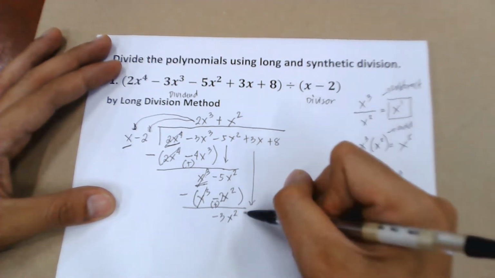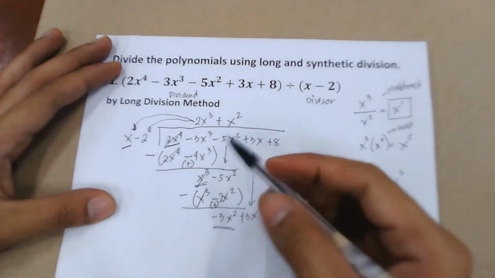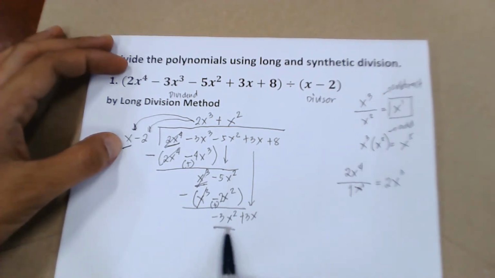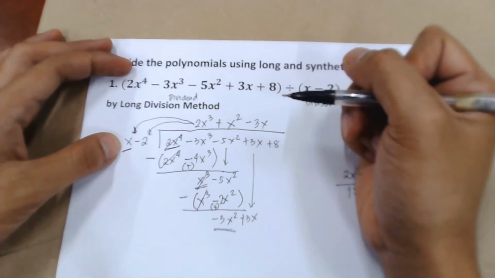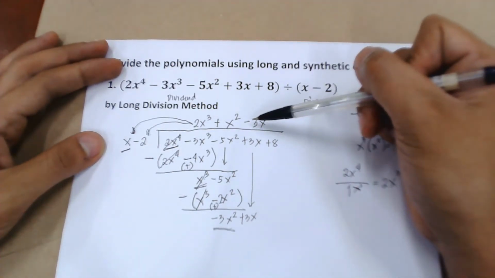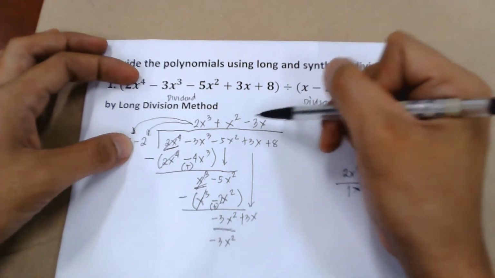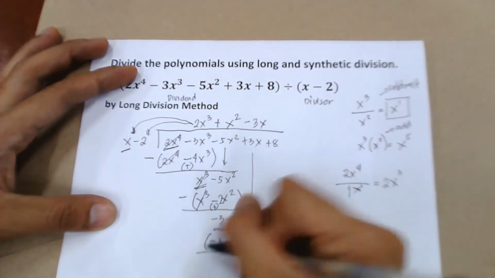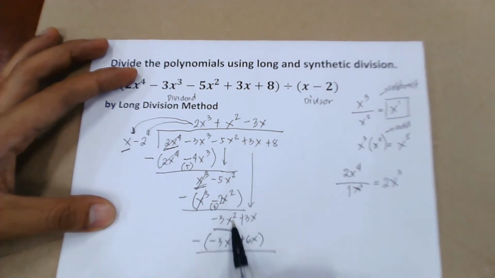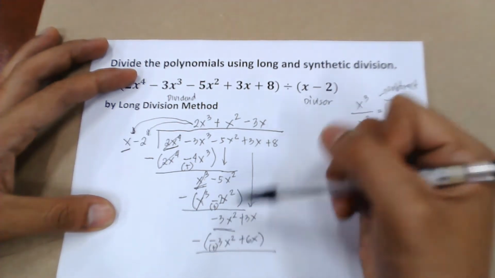After that, bring down plus 3x. Same process. This one will be divided by x. Negative 3x squared divided by x is negative 3x. For that, distribute: negative 3x times x is negative 3x squared, and negative 3x times negative 2 is positive 6x. Enclose, then subtract. Negative 3x squared minus negative 3x squared: negative times negative becomes positive, so negative 3x squared plus 3x squared is 0. So cancel.